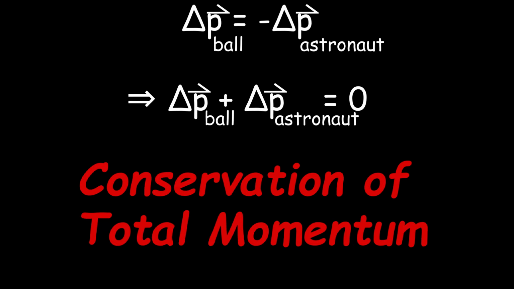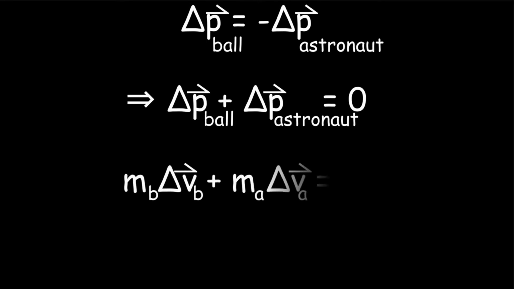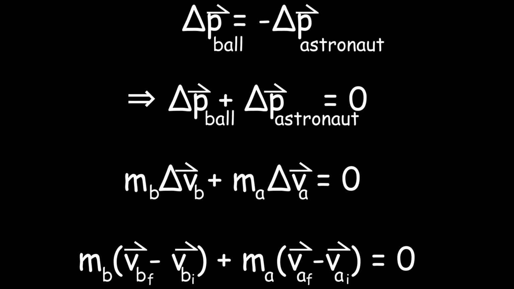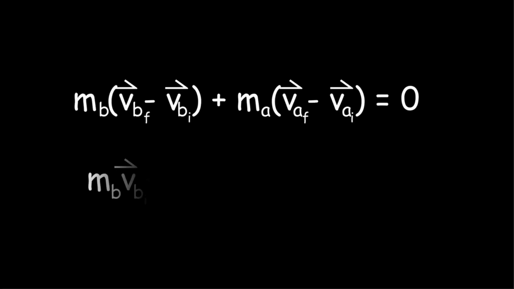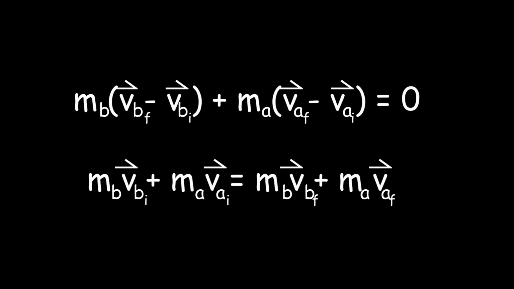We can further expand this equation to be mass of the ball multiplied by the change of velocity of the ball plus mass of the astronaut multiplied by the change of velocity of the astronaut equals 0. Expand the change of velocity and rearrange to get mass of the ball multiplied by the velocity initial of the ball plus mass of the astronaut multiplied by velocity initial of the astronaut equals mass of the ball multiplied by velocity final of the ball plus mass of the astronaut multiplied by velocity final of the astronaut. That's our conservation of momentum equation for a collision.